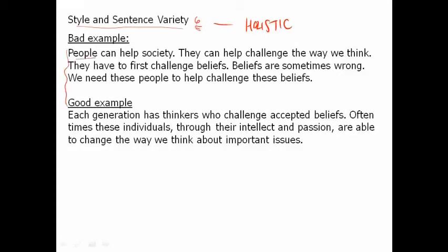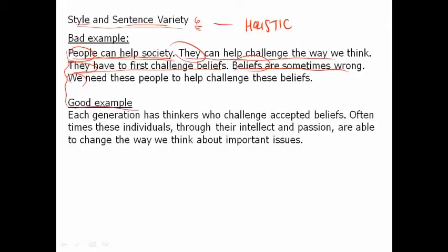Like, people can help society. They can help challenge the way we think. They have to first challenge beliefs. Beliefs are sometimes wrong. Okay, well, this is clear, but it's really choppy. I understand what they're trying to say, but there's some logical flow obviously missing, and there's no style in the way the writing is here. And there's no sentence variety. Notice people, subject, they, people, they, subject, beliefs, noun again, noun again. And that's, again, what we call choppy writing because you're not varying the sentence structure.